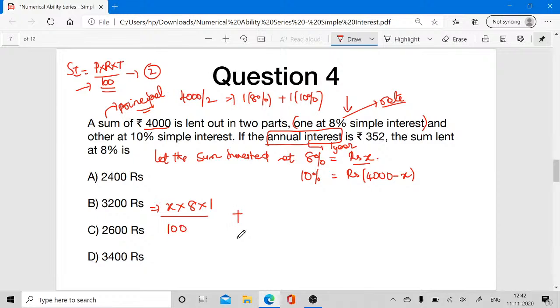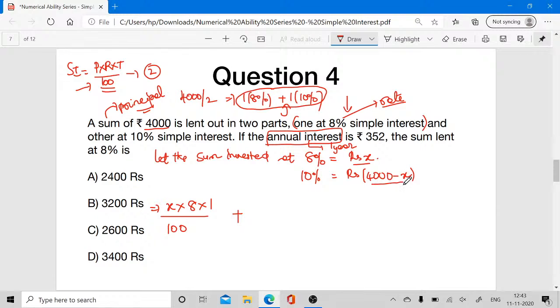no, because I have to add both these parts. Yes or no? What is the question telling? A sum of 4,000 is lent out in 2 parts, so I have to add both the parts here. In the previous question we equated the 2 parts, because there they told us the sum was given at a rate, so if I increase the rate it would be this much. Here they have already added the 2 parts. So plus.